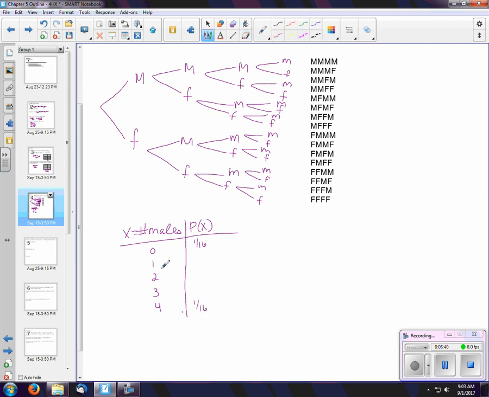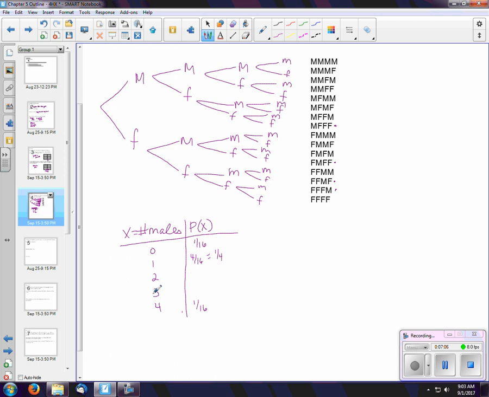So again, the probability of that is also 1 out of 16. Next, let's look at the number of ways to have exactly 1 male child in a family. So we're going to scroll through our list here and make a note anytime only one M appears. So it would be here, here, here, and here, which is 4 out of 16, or reduced, that is 1/4.